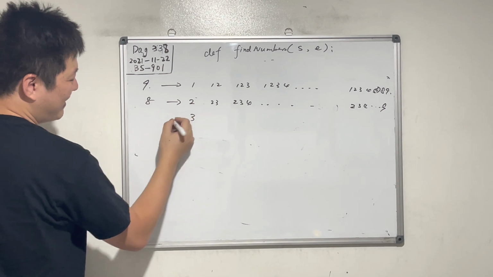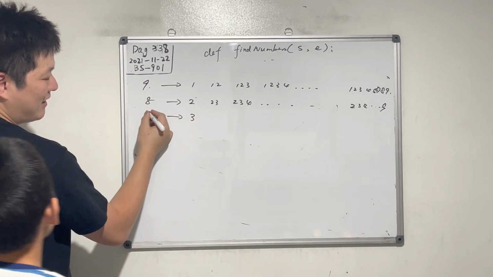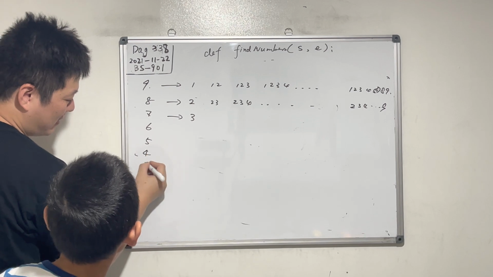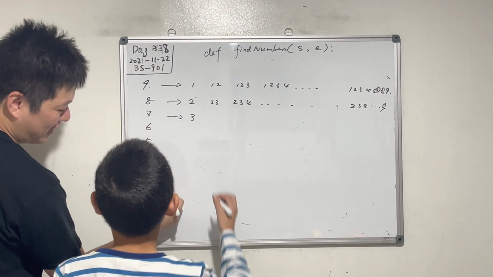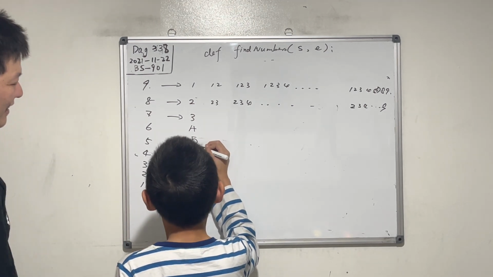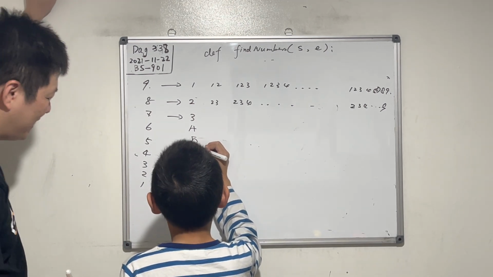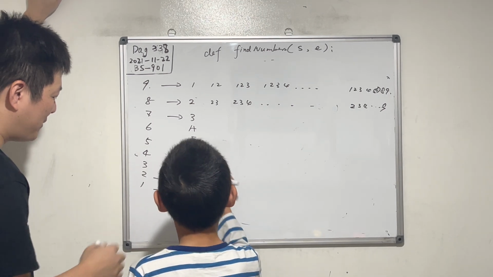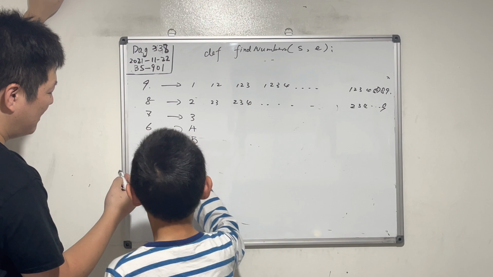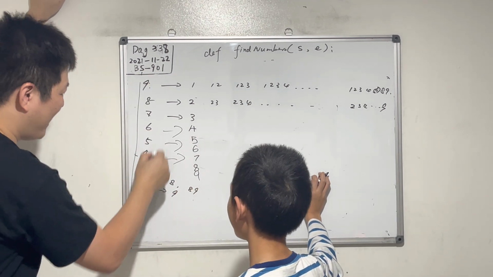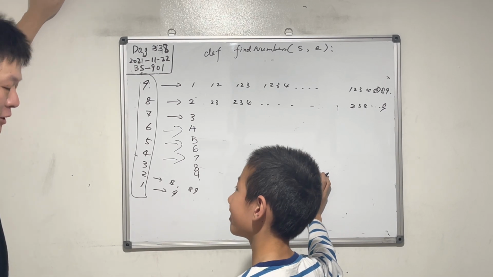And then 3. Do you need to count? 7, 6, 5, 4, 3, 2, 1. The next is 9, and then 8, 9, right? Make sense? So how many numbers all together? These numbers added together, right? 45. Wow, that was quick.